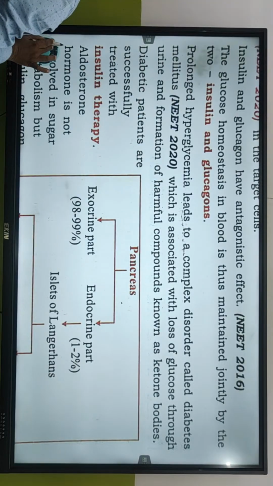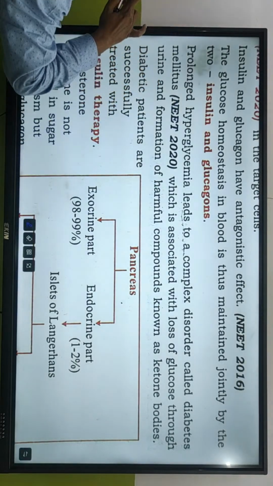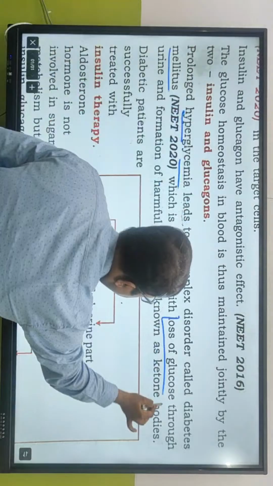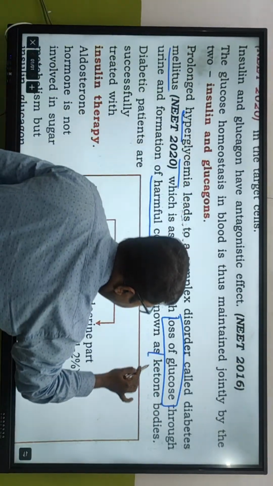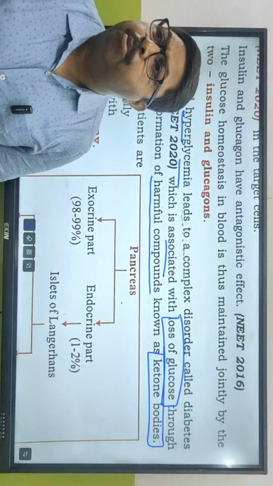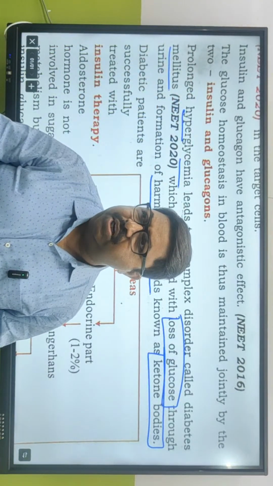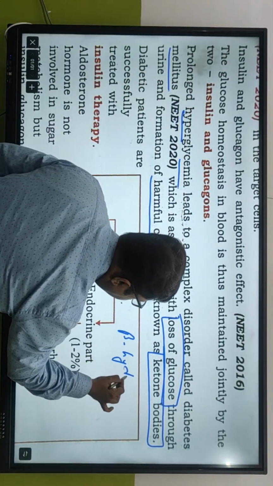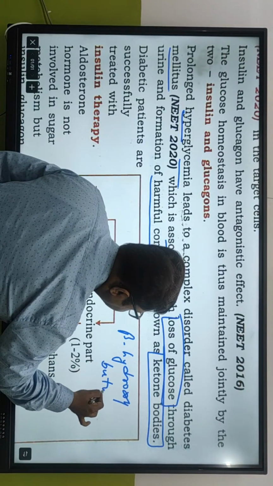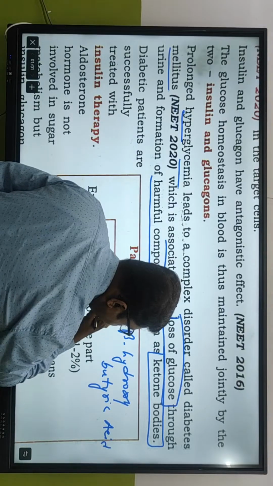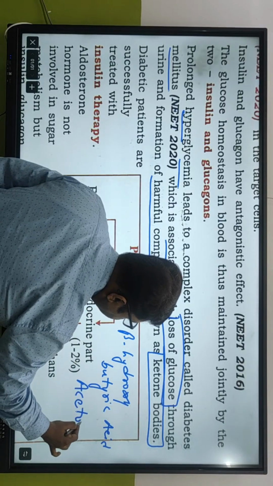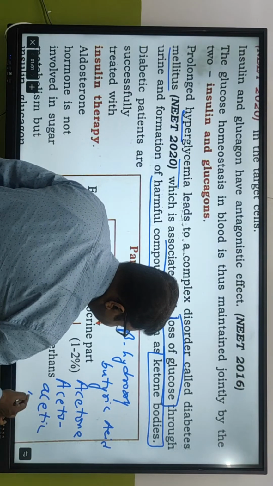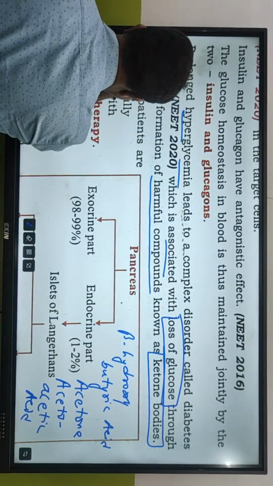In diabetes mellitus, hyperglycemia, what is going to happen? Loss of glucose through urine and formation of harmful compounds known as ketone bodies. Tell me, what are ketone bodies? Ketone bodies are produced by the beta oxidation of fatty acids. What are the examples of ketone bodies? Beta hydroxybutyric acid, acetone, and acetoacetic acid. So there are three examples of ketone bodies.